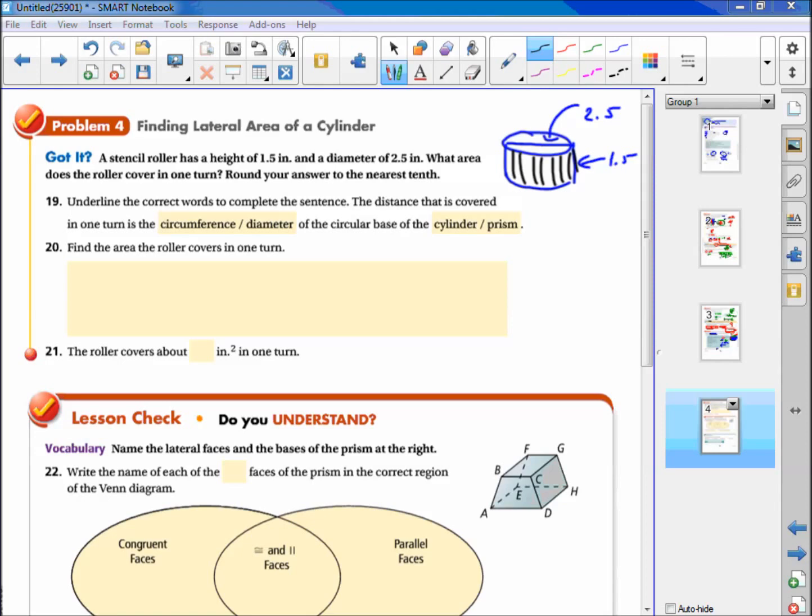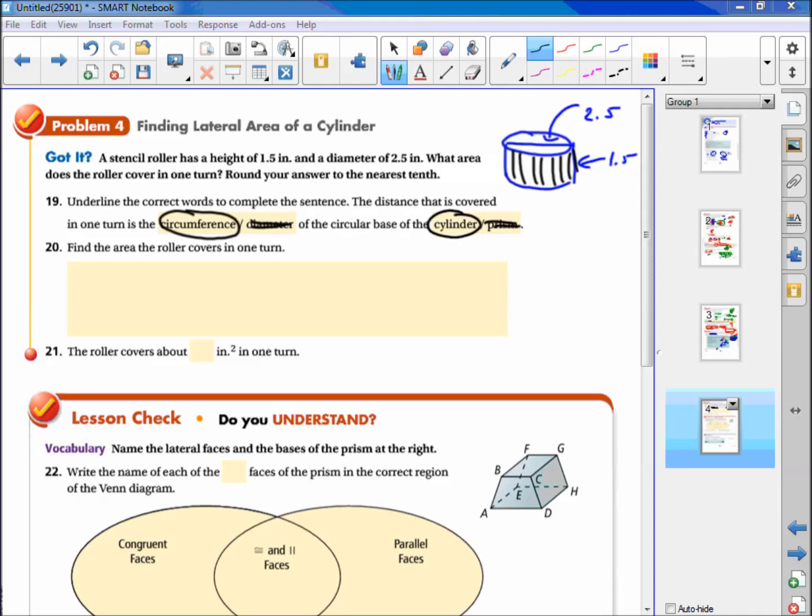Underline the correct words to complete the sentence. The distance that is covered in one turn is going to be the circumference, okay? Not the diameter. The diameter is the distance across the circle, but we're going to roll that circle one time, so we're going to cover the circumference of the circular base of the cylinder. So this is definitely not a prism, okay?